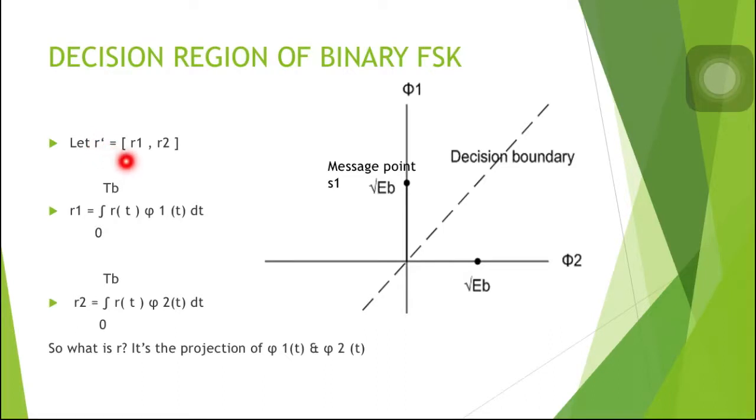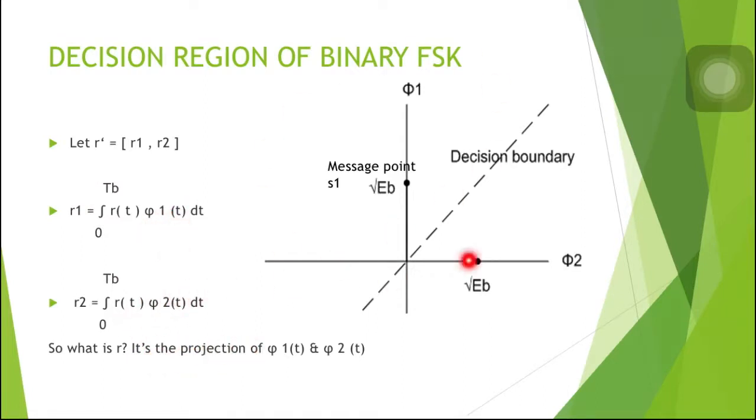So, R vector, let's consider R1 and R2. What is R1? R1 is the integral from 0 to Tb of r(t) phi 1(t) dt. Similarly, R2 is the integral from 0 to Tb of r(t) phi 2(t) dt. So what's the difference? The difference is only in phi 1 and phi 2. So what is R? It's a projection onto phi 1 and phi 2.